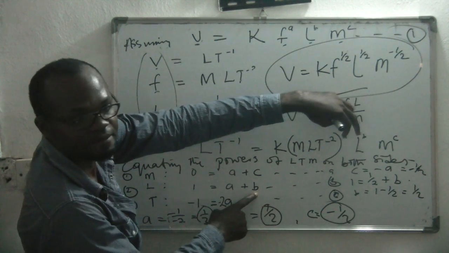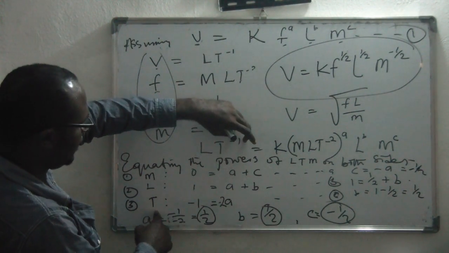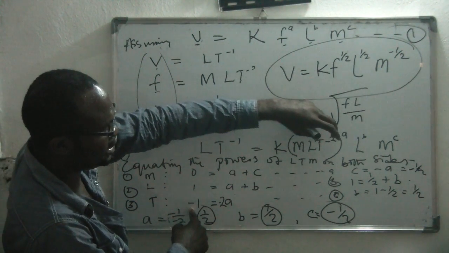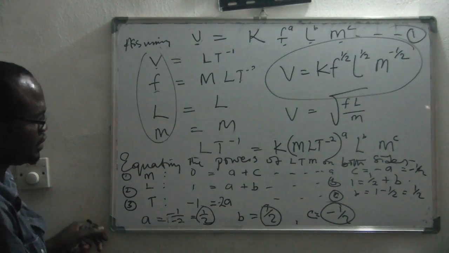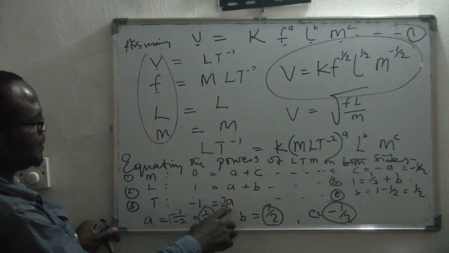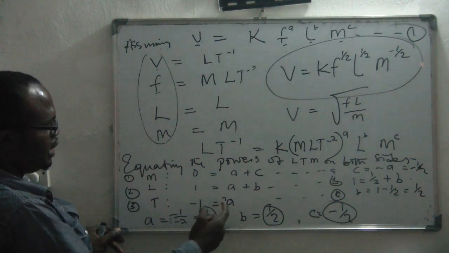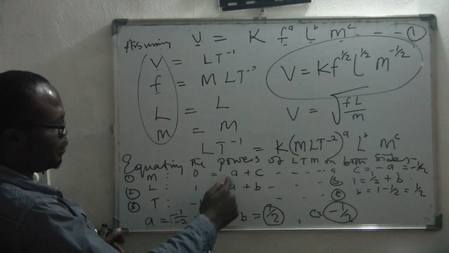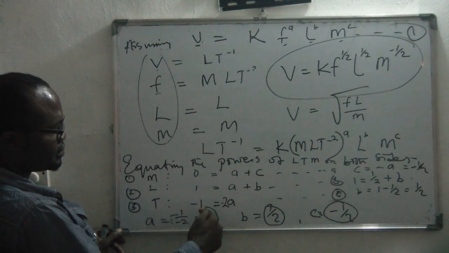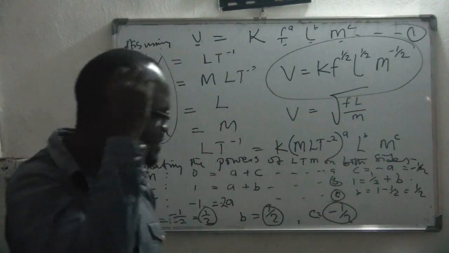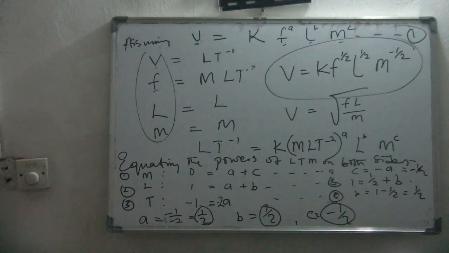Then for the third one, T. What is the power of T here? Minus 1. What is the power of T here? Minus 2A. Is that clear? Yes. So we'll solve this equation. If minus 1 is equal to minus 2A, A is the same thing as minus 1 over minus 2, which is half. If we take the value of A here, which is half, and put it here, you see that B is the same thing as half. Is that clear? Yes.